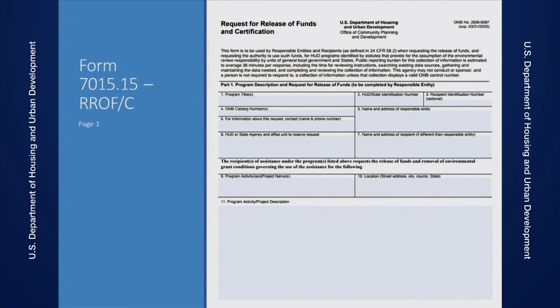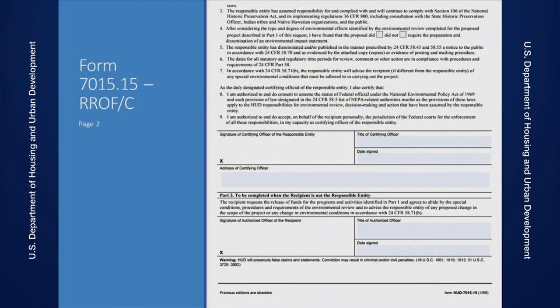This is Form 7015-15, the request for release of funds and certification. It's fairly simple. The responsible entity self-certifies that it properly completed the environmental review. Again, HUD does not confirm that the environmental review was completed properly until scheduled monitoring visits to the responsible entity. The final section of the form is signed both by the responsible entity's certifying officer and an authorized officer representing the recipient if there is a non-responsible entity recipient.